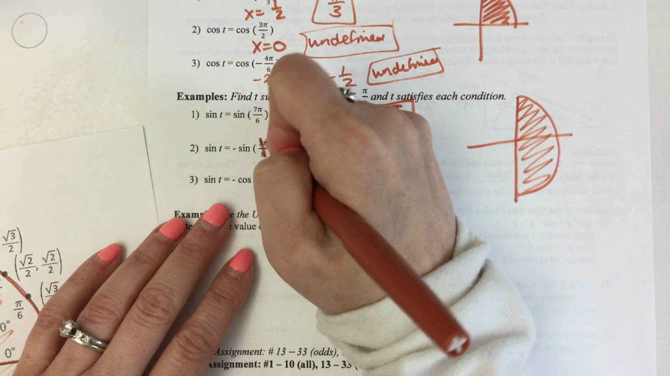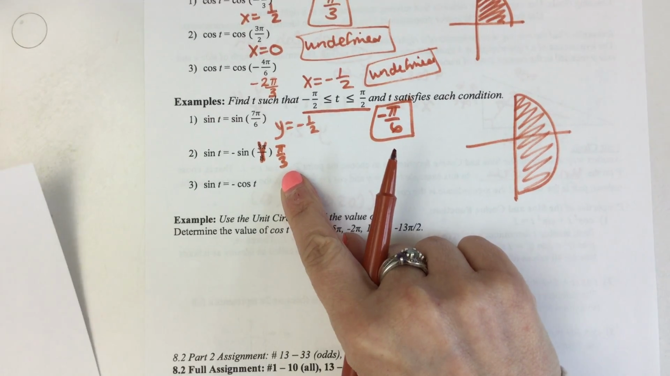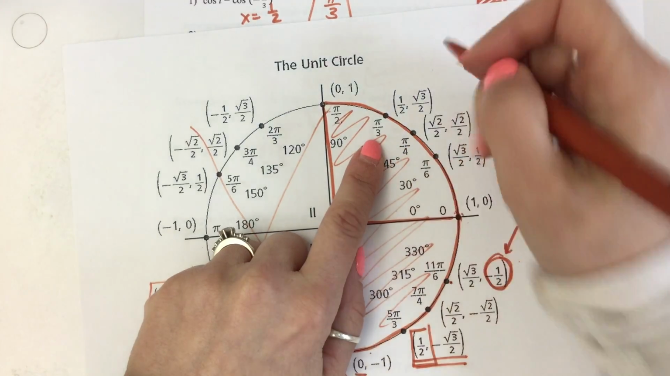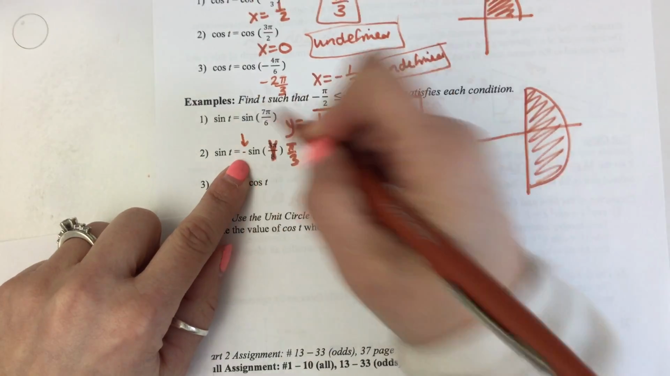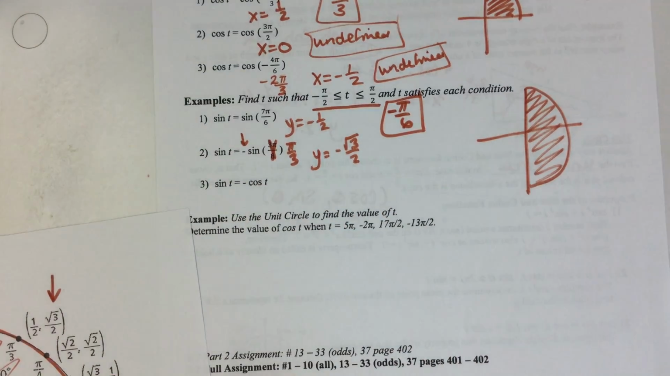Okay, this was a typo on my part. This is supposed to be pi over 3. Okay, so if I look at pi over 3 and then I make it negative. So if I go pi over 3, the y value is square root of 3 over 2. But then notice they want us to make it negative. So y is negative square root of 3 over 2.